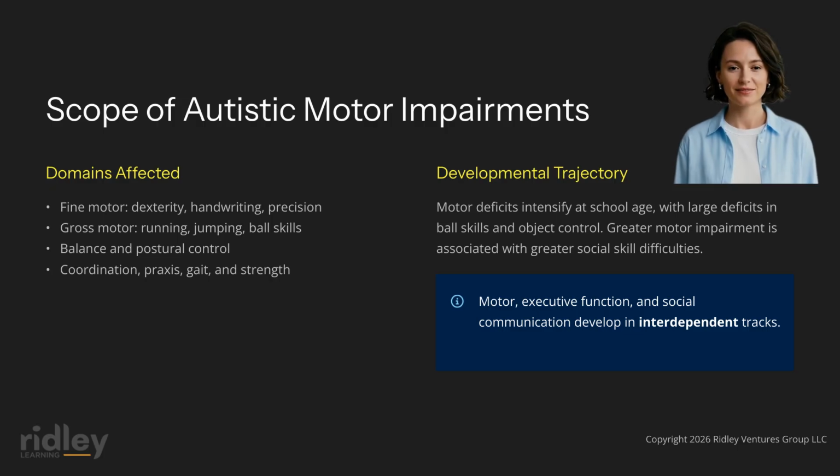This is consistent with the emerging view that motor coordination, executive function, and social communication develop in interdependent rather than parallel tracks. Pekoski and colleagues' ADDM-linked analysis further demonstrated that population-level estimates of motor impairment range from 35% to 88% depending on the measure, and that these motor differences have cascading effects on play, participation, and social engagement that are too often dismissed as peripheral to what we might consider core autism.